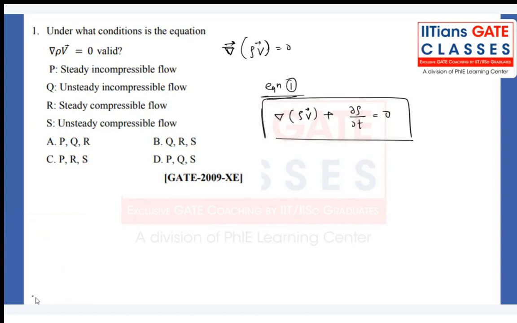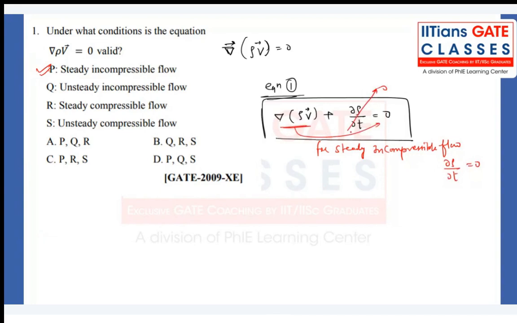But with this equation, what you are understanding is that if it is a steady incompressible flow, this equation is still valid, because for a steady flow, for a steady incompressible flow, dou rho by dou t will be 0. This term will be gone, so automatically this term will be 0. That is the first.